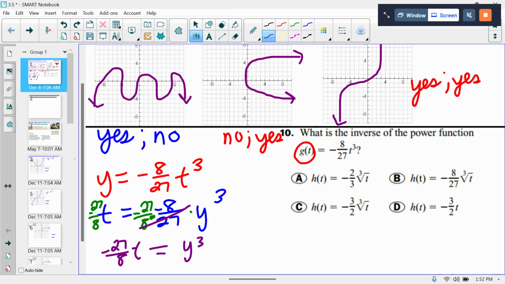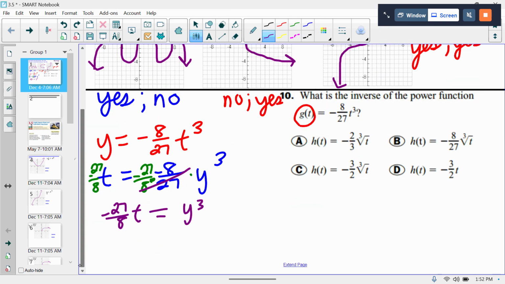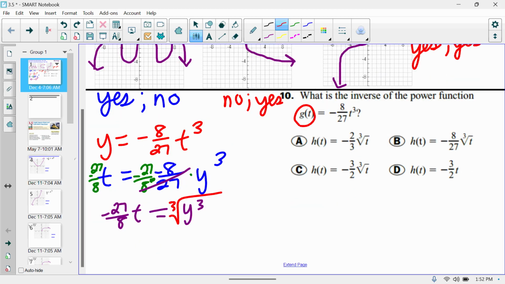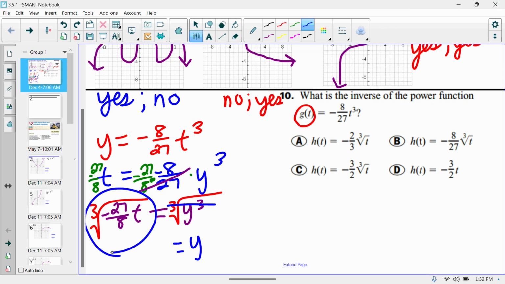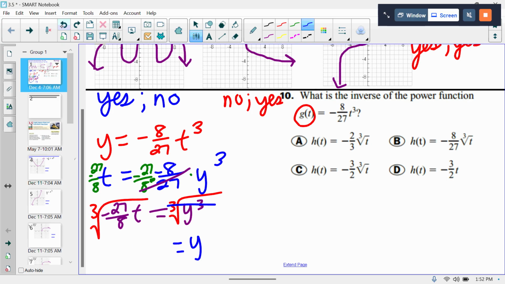So we're going to have -27/8 times t. And then you should have taken the cube root of both sides because the cube root is the opposite of cubing something. It cancels it and just leaves it with y. Now, if you look for this in your answer choices, you're not going to see that anywhere. That's because we have to use some of the concepts we learned earlier in this chapter.